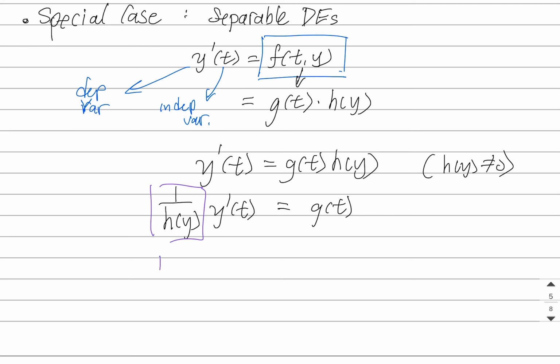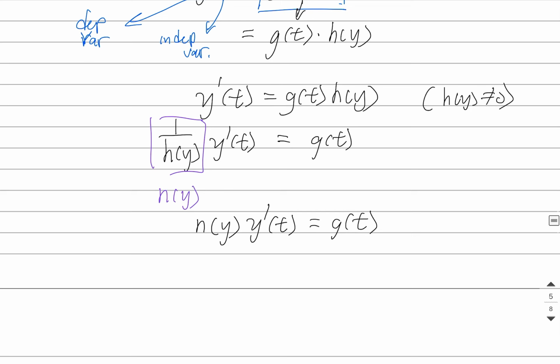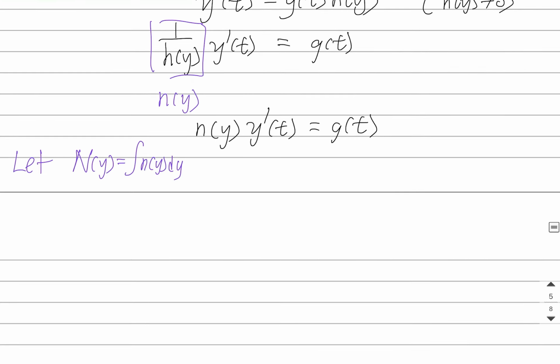We'll call this thing n of y. And what we've got now is n of y, y prime of t, equals g of t. We've somehow separated the y dependence from the t dependence. Now, just as some notation, let's let capital N of y be the antiderivative of n of y. Why do we care about this? Because if you take a look at the left-hand side, it ends up being a perfect derivative of a composite function by the chain rule.